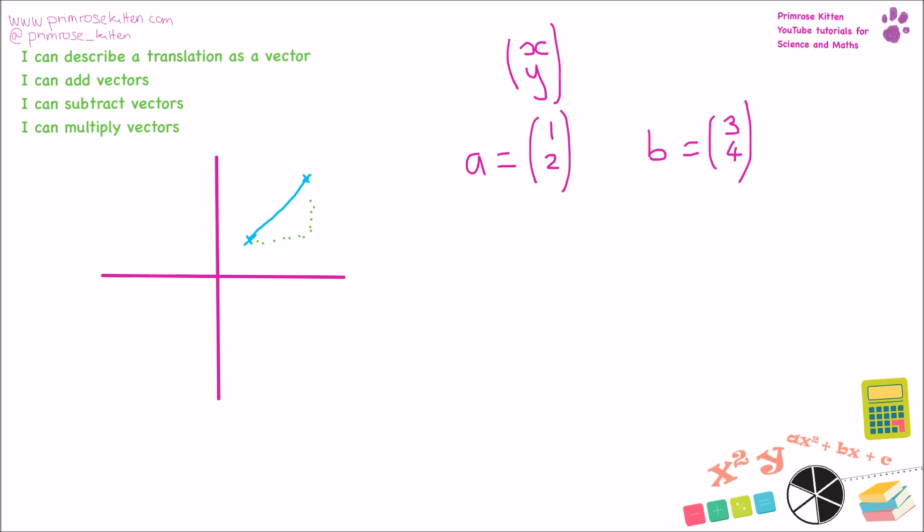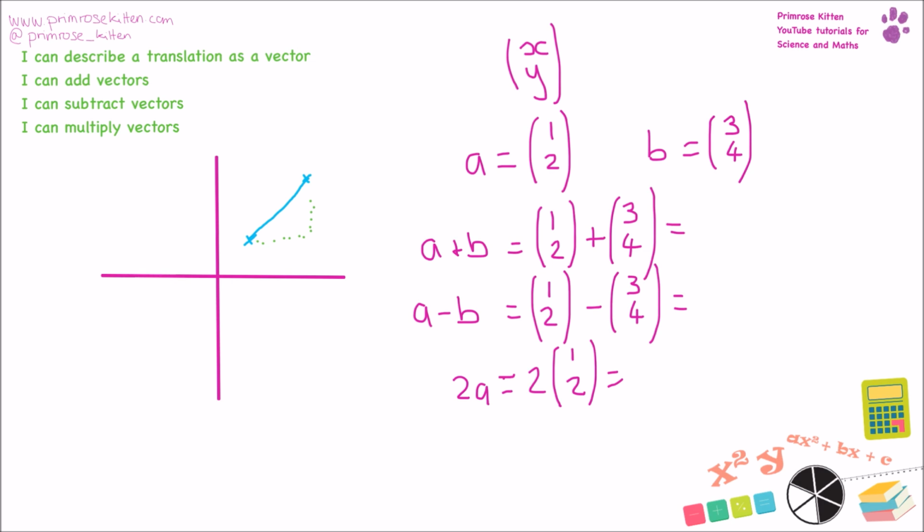So if we want to add vectors A and B, first of all we look at the top line, so 1 plus 3 is going to give us 4, then we look at the bottom, 2 plus 4 is going to give us 6. Subtracting them is the same, so 1 minus 3 is going to give us minus 2, and then 2 minus 4 is going to give us minus 2. Multiplying them works in the same way, 2 times 1 is 2, 2 times 2 is 4.